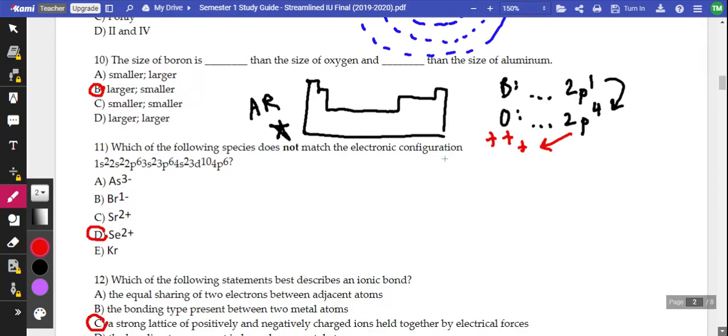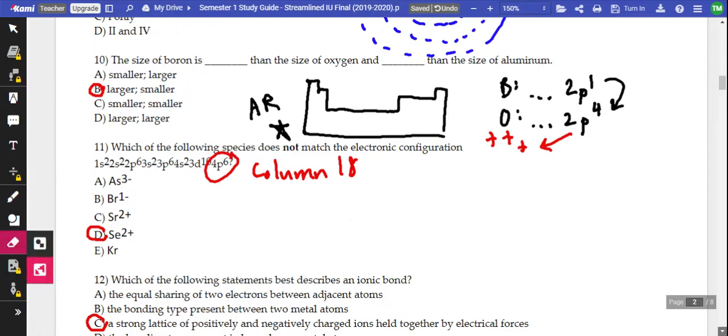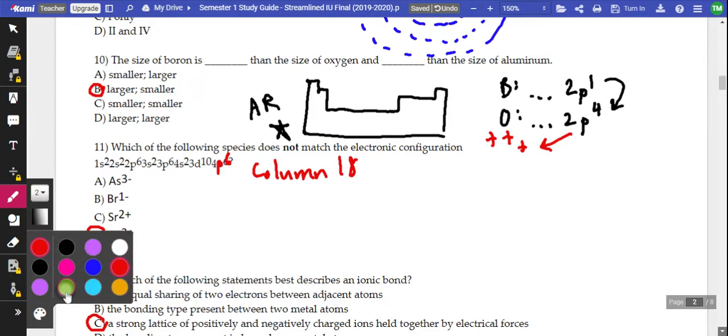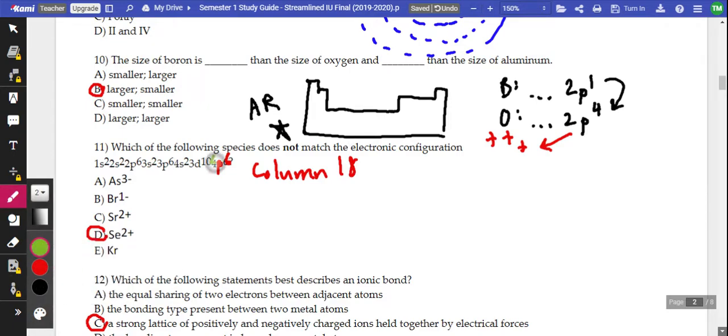So this is going to be something in column 18, specifically because of this p6 part. It's going to be the sixth element in the p block, which is the last column of the p block. The 4 out front tells us it's going to be in the fourth energy level of the p block. And for the p block, that is just the fourth row of the periodic table.